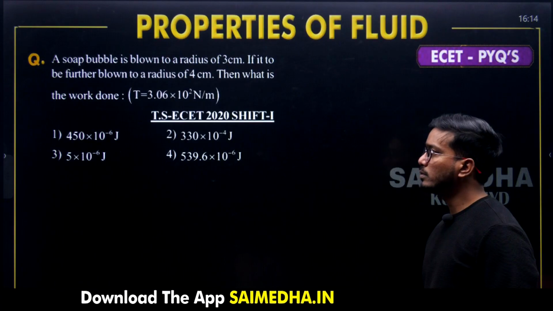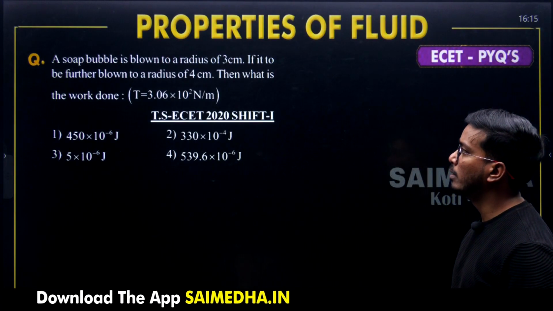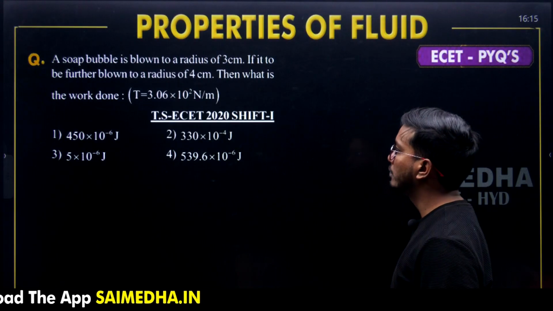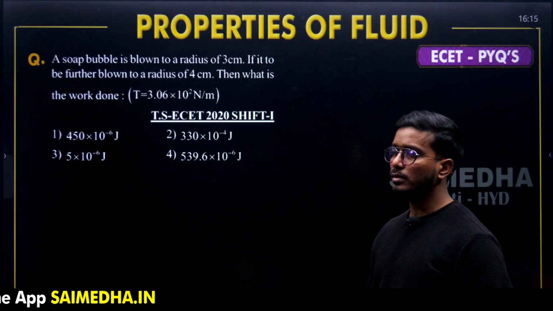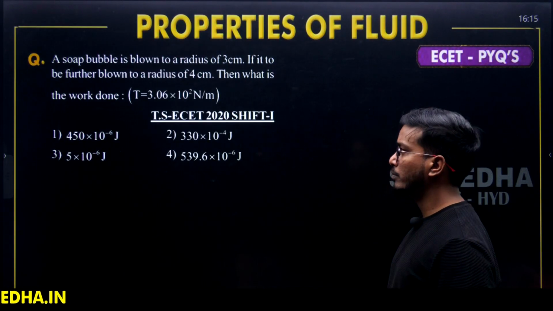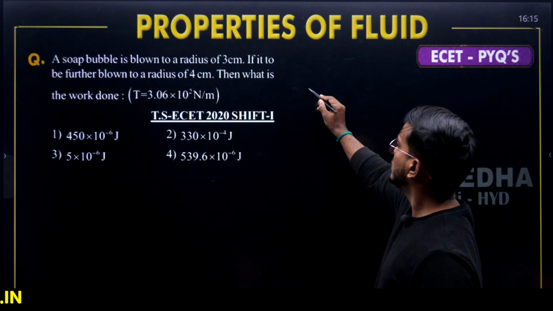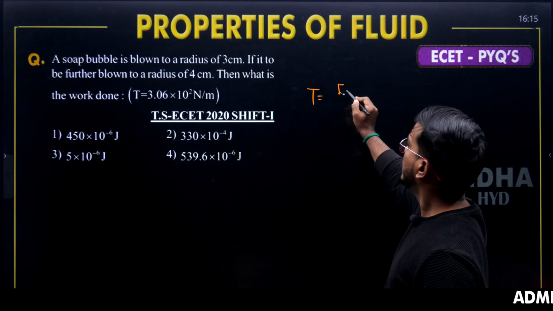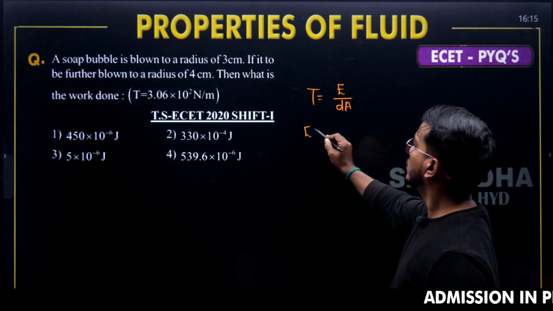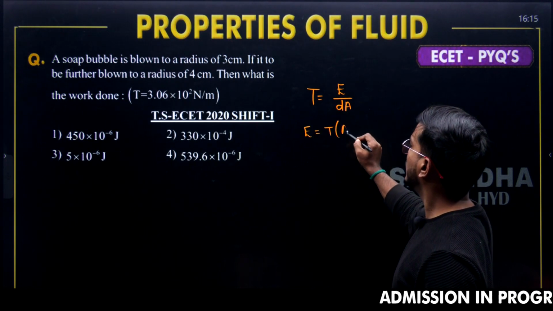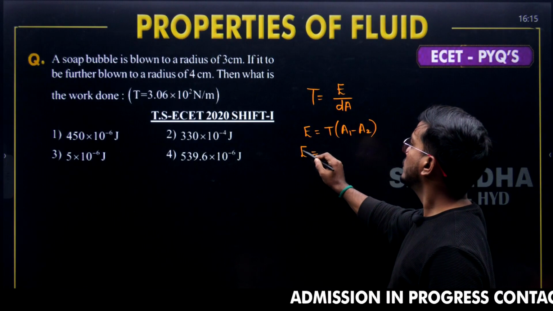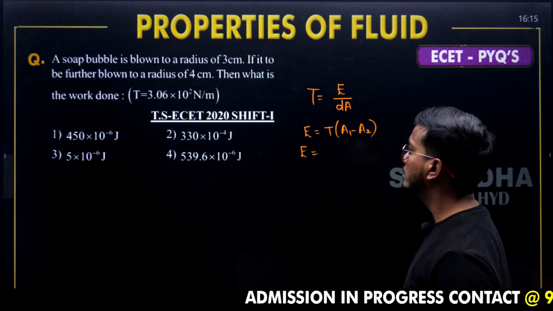TS ECET 2020, the question appeared from the soap bubble. The soap bubble, that is a surface tension concept. We know the formula for the surface tension is force acting per unit length or energy acting per unit area. The formula for the surface tension is equal to energy per unit change in area. Okay. So, energy will be equal to surface tension into change in area.